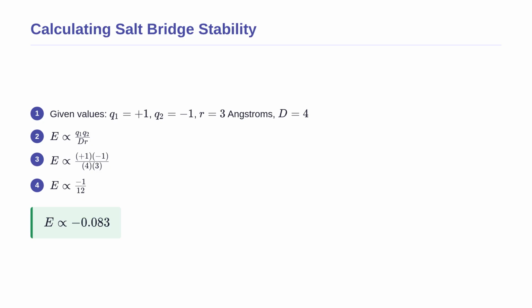We plug in our charges, the dielectric constant, and the distance. Multiplying the denominator gives us 12, and the numerator is -1. The final calculated proportional value is -0.083. This negative energy confirms that energy is released, providing a strong attractive force that locks the protein structure in place.